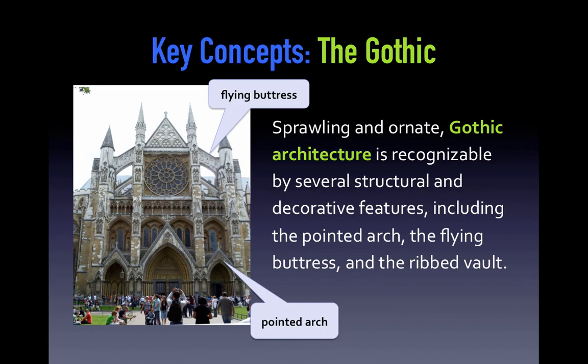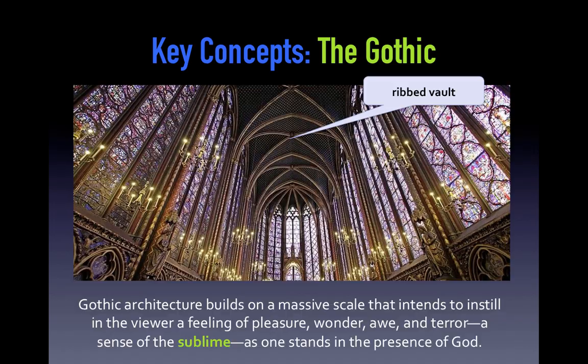A major vehicle for Gothic expression was architecture. Sprawling and ornate, Gothic architecture is recognizable by several structural and decorative features, including the pointed arch, the flying buttress, and the ribbed vault. Gothic architecture builds on a massive scale that intends to instill in the viewer a feeling of pleasure, wonder, awe, and terror, a sense of the sublime, as one stands in the presence of God.